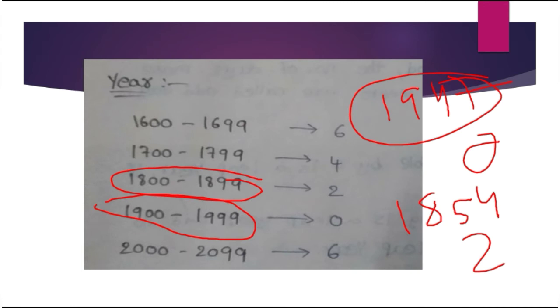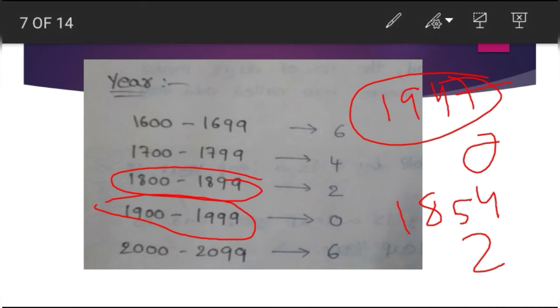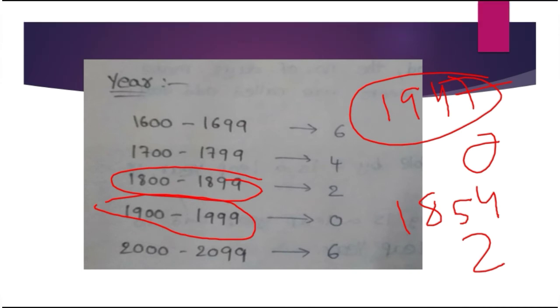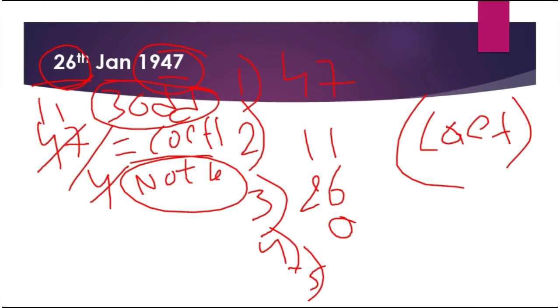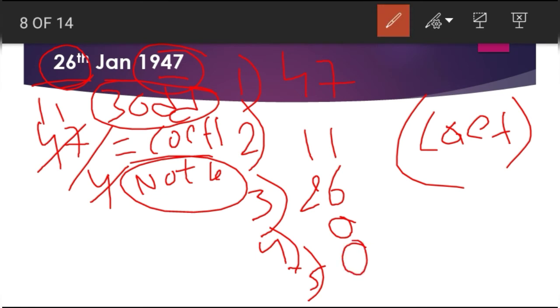See, from 1900 to 1999 the value is 0. So for 1947 also it is 0. So the fifth step also is 0. Now add all these values. Okay, then we get 84.